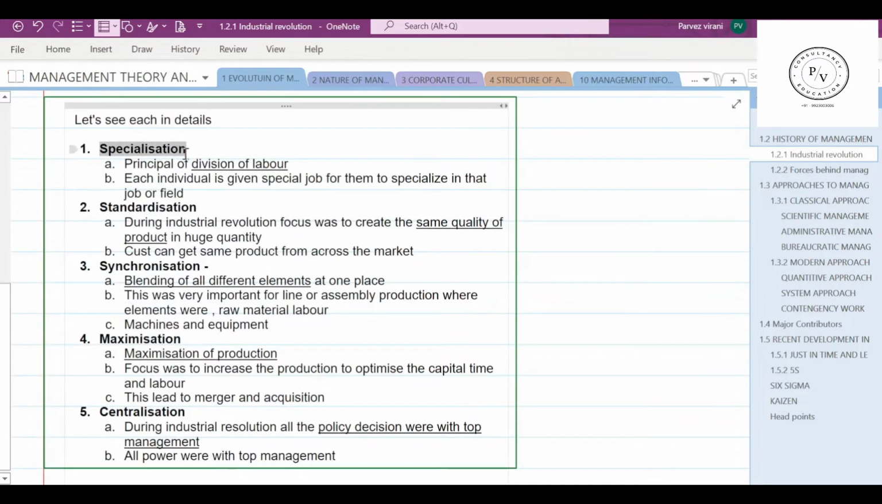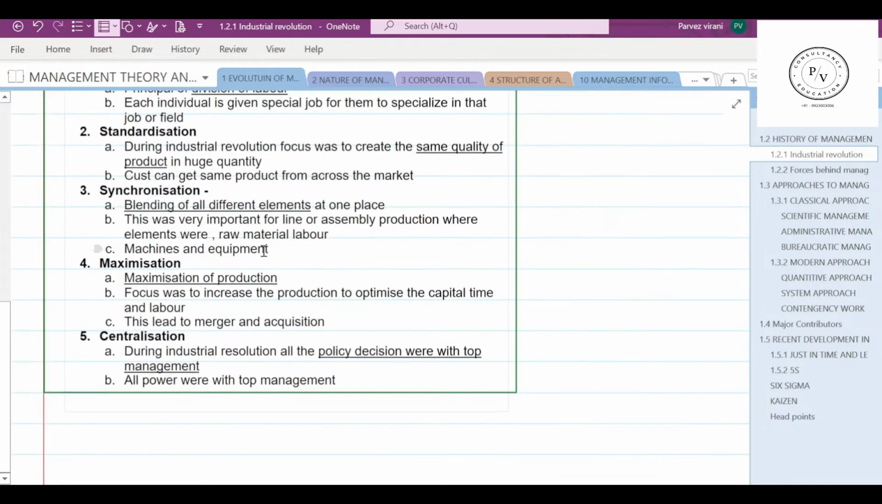First is specialization, the principle of division of labor. An important point in specialization is that every individual is given a special job so they can specialize in that particular field. Second is standardization. During the Industrial Revolution, the focus was to create the same quality of product in huge quantity, so customers can get the same product across the market. Third is synchronization, the blending of all the different elements in one place.